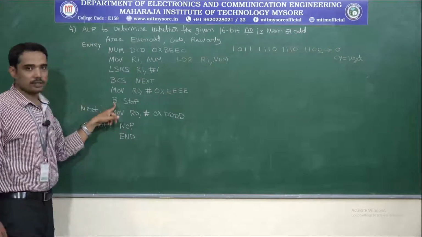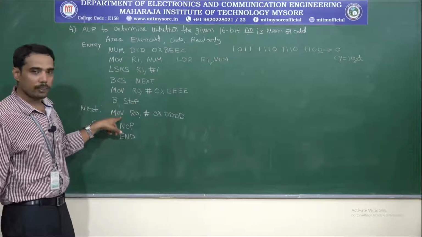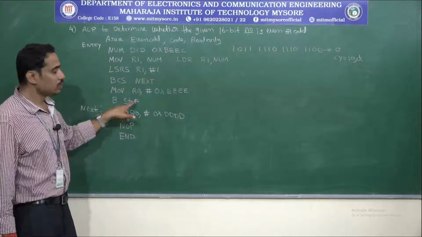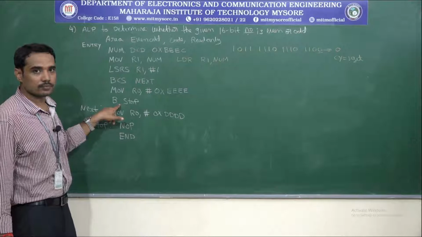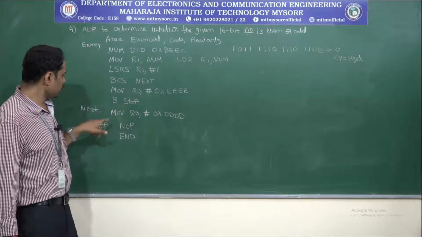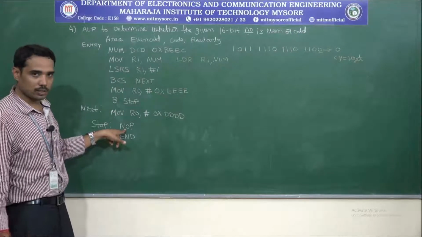Then that's it. We have to stop the program. We are not supposed to work out the move R0, DD. For that purpose, in the previous case, we have used B skip. In this case, B stop. Okay. We are going to end the program. B stop. Then this comes here, stop. With respect to the label stop, we have no operation.